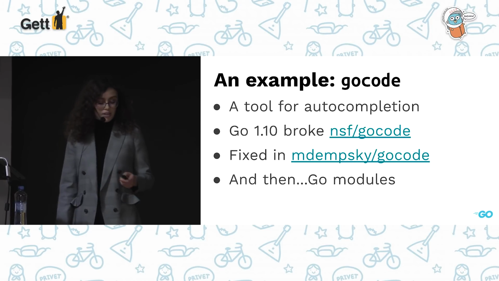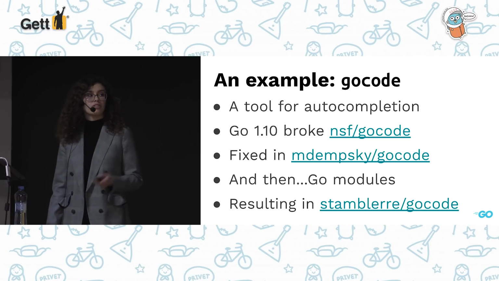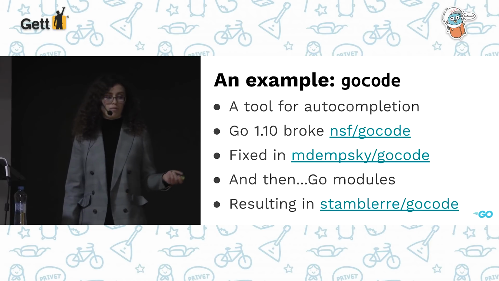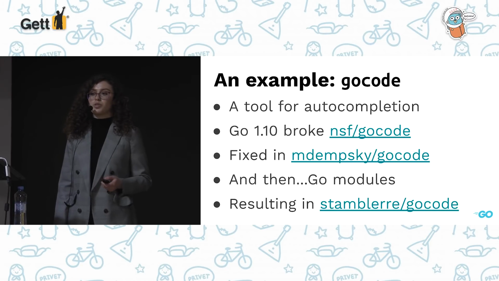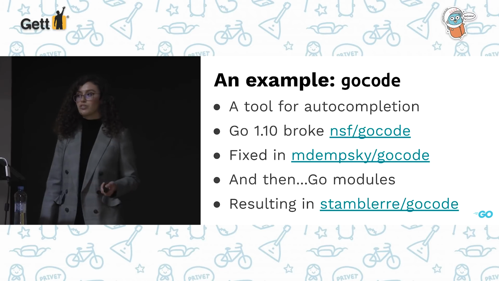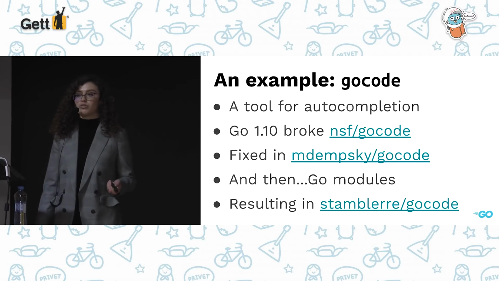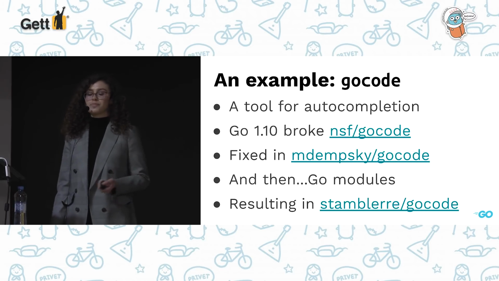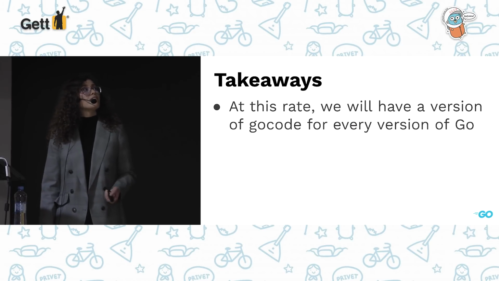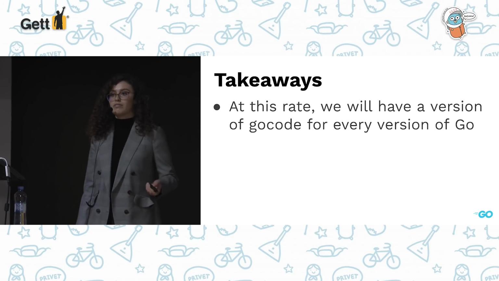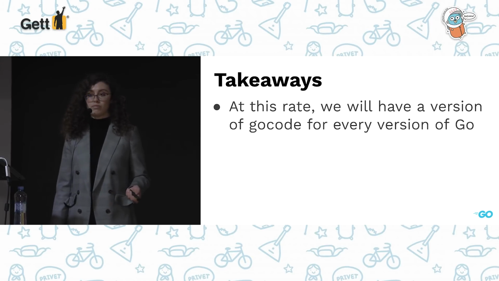So I ended up forking Go code into my own version that fixes it for modules. Now VS Code decides between 3 different versions of Go code, depending on your Go version and if you have modules enabled or not. So overall, a pretty unpleasant experience for users. And basically, at this rate, we're going to have a version of Go code for every version of Go.